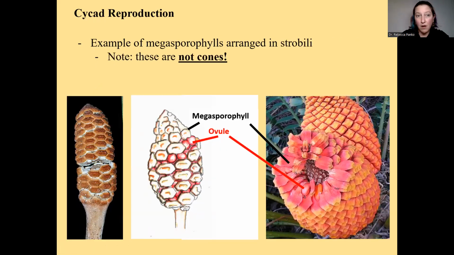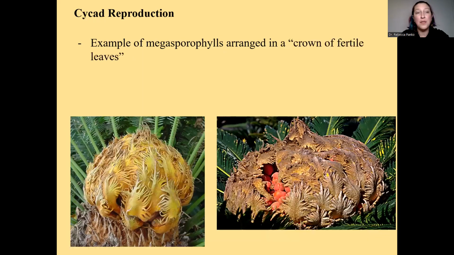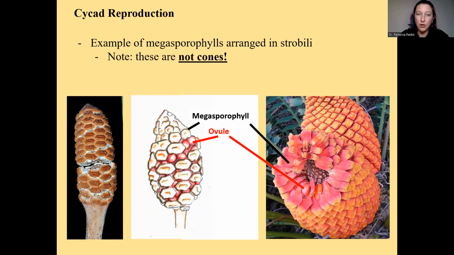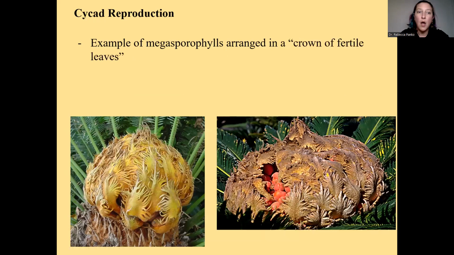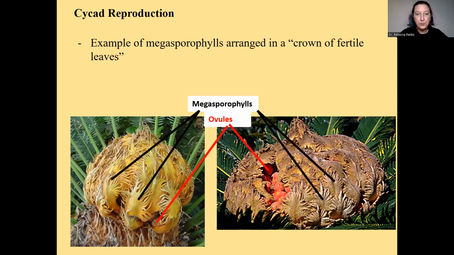So this is an example of when Microsporophylls are arranged in a Strobilus. This is an example of when Microsporophylls are arranged in a crown of fertile leaves. And like I said last time, the leaves that are in the Strobilus don't really look like leaves at all. They kind of look like weird cracker things. Whereas the leaves in the crown of fertile leaves look a little bit more like a leaf, right?